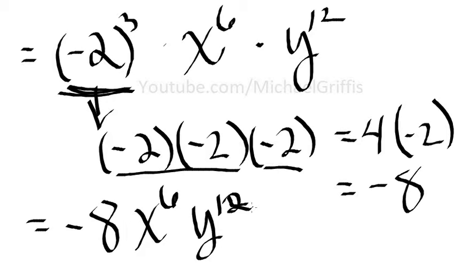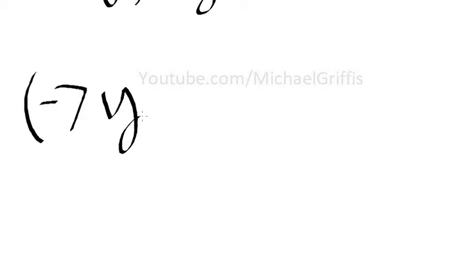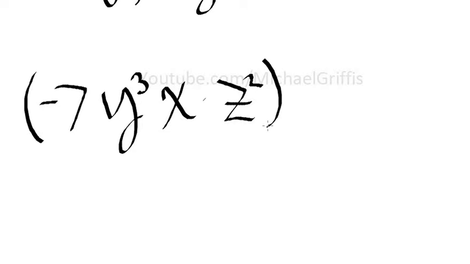Alright, we got time for another one. Question is, do we have room? And I think we do. -7 y cubed x times z squared, and it's all raised to the second power.